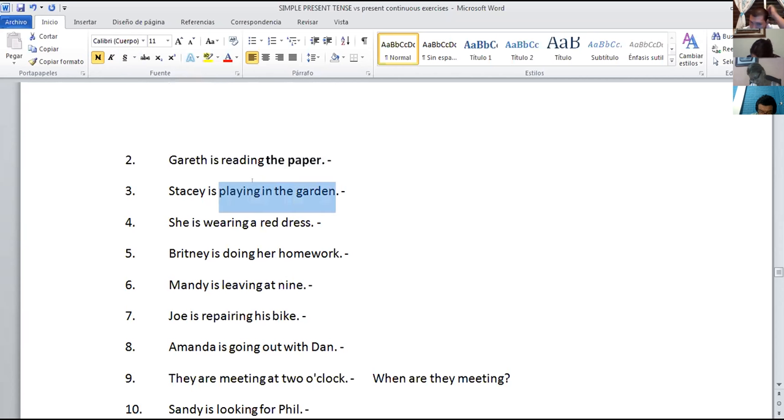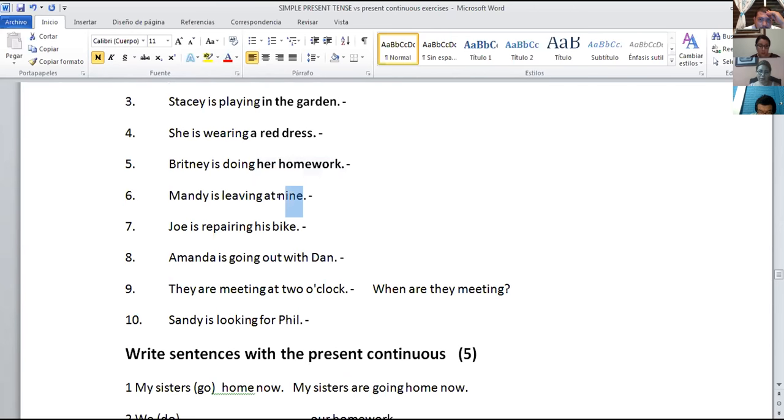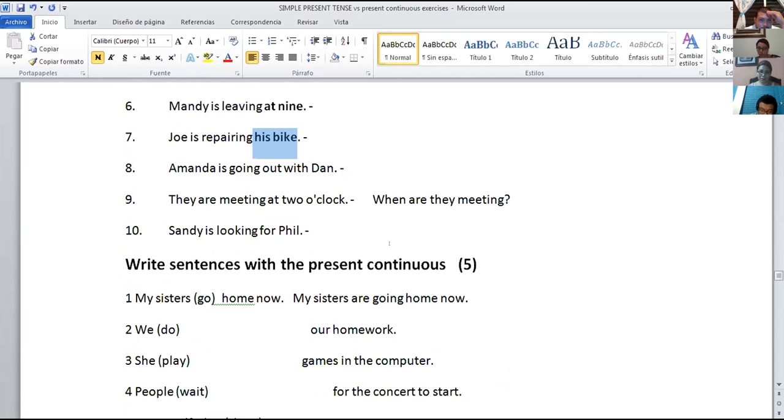The paper in the garden. What is Carl writing? A red dress. Her homework. At nine. His bike. Amanda is going out with Dan. They are meeting at 2 o'clock. That is the answer. And Sandy is looking for Phil.